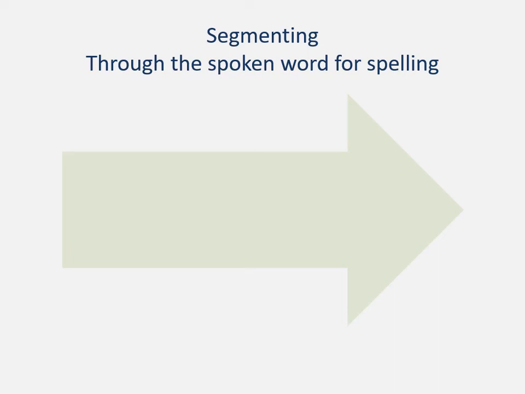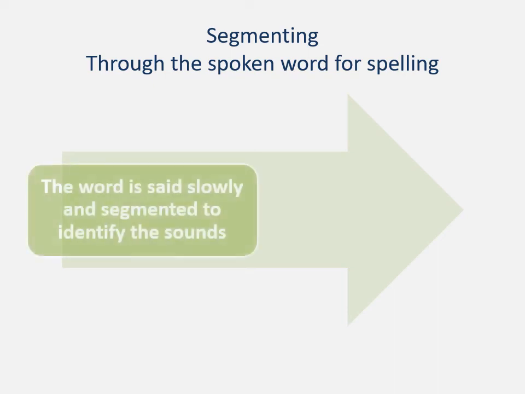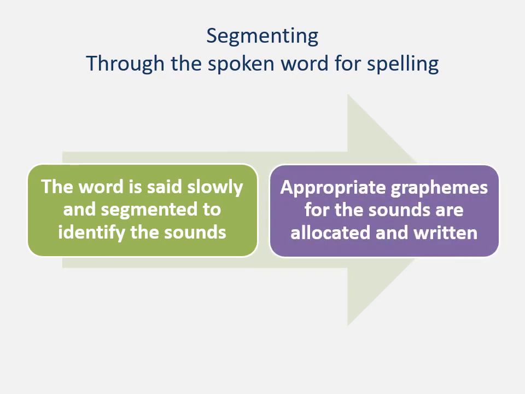If we're spelling, we're writing, and we're going to be segmenting. We start with a word, say it slowly to identify the sounds. So if I take the word tip, we say that word slowly, tip, and we segment to identify the sounds. T, I, P. And then we think, which are the letters we should use to make those sounds? How do we write the graphemes that we associate with those sounds? T, I, P. That's quite simple.